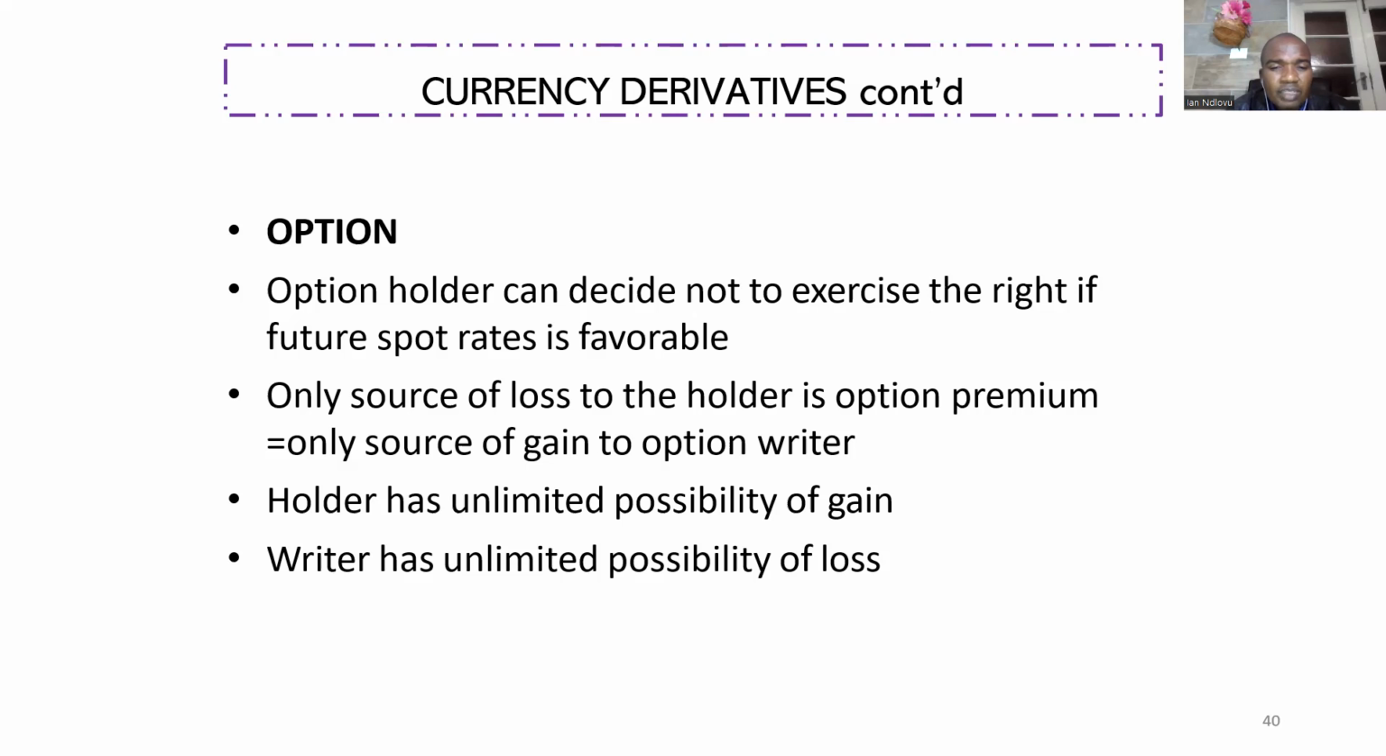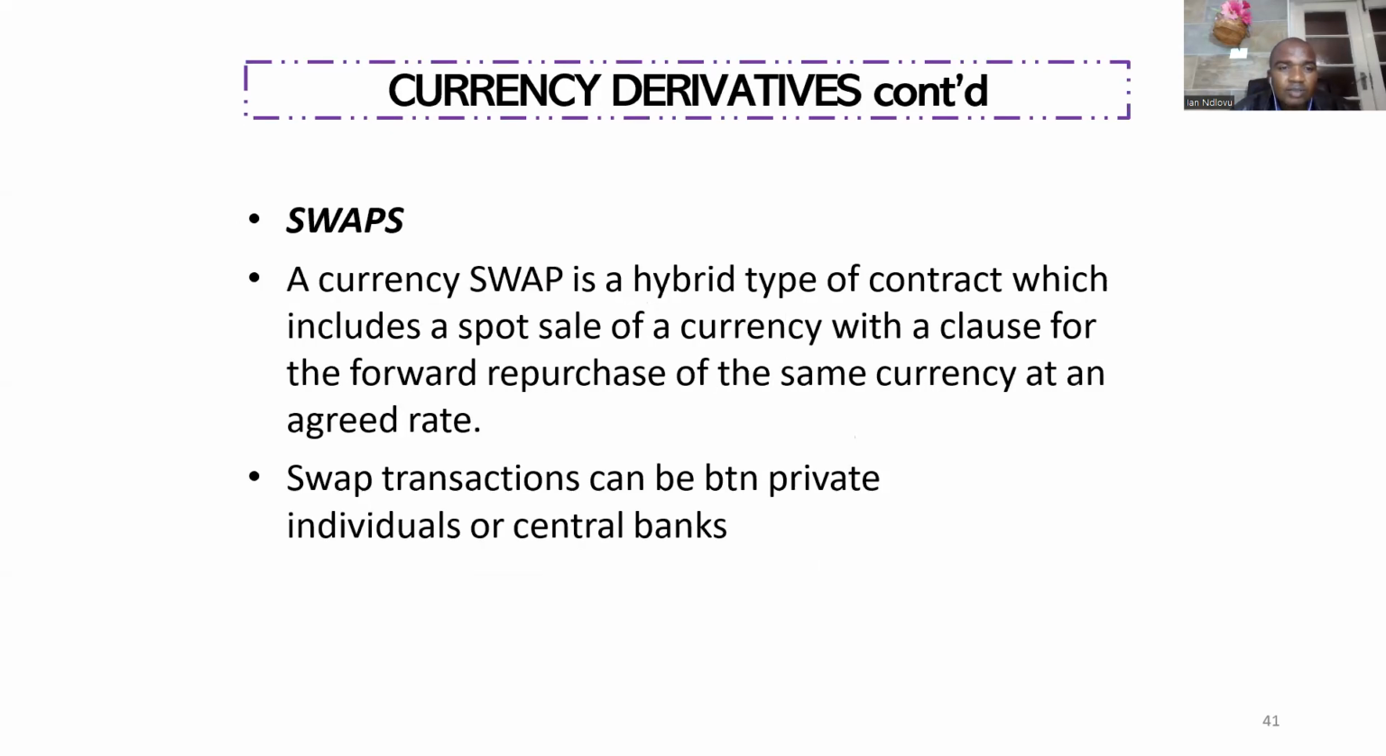The only source of gain to the writer is the option premium. The holder has unlimited possibility of gain. The writer has unlimited possibility of loss. So the gain of the holder is the potential loss of the writer. So it's a scenario where if one gains, the other loses, so to speak.